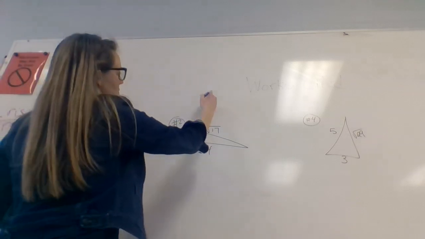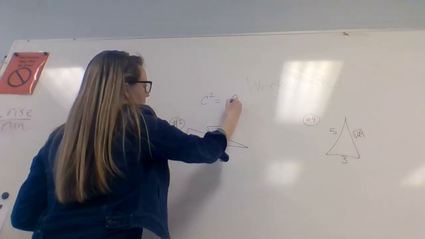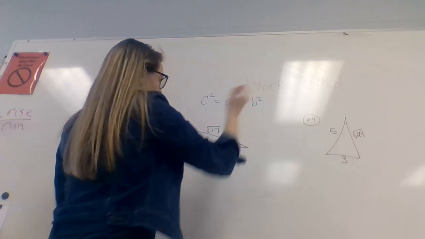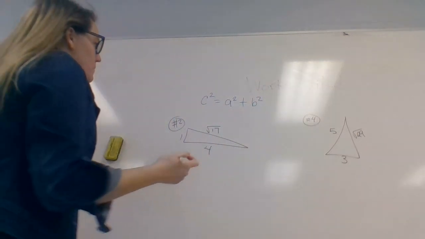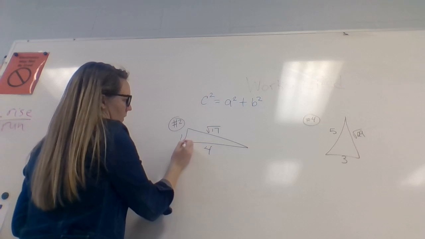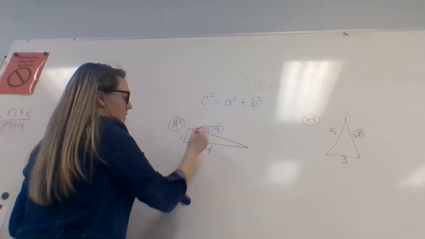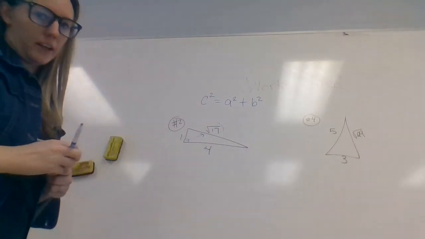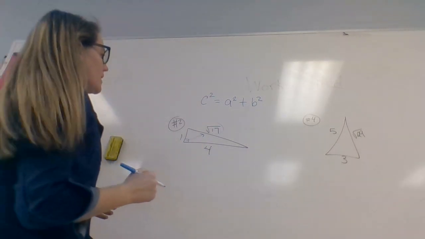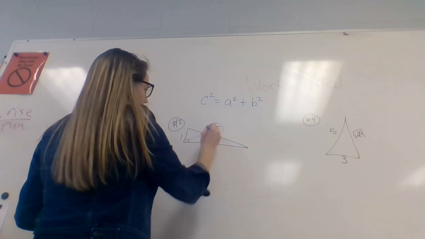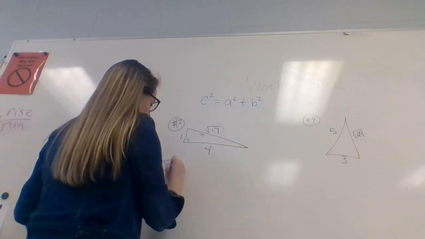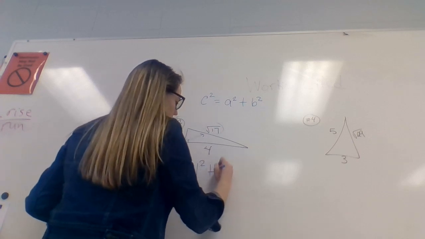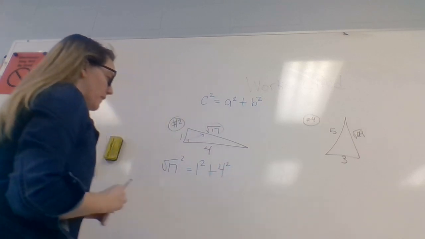So remember, if we're trying to prove the converse, we're trying to prove that c squared equals a squared plus b squared. So I'm going to assume in this case that this is the right angle and this is the hypotenuse, just because this looks like the right angle to me. And remember that the side directly across from it is the hypotenuse. So I'm going to say that this is c. So the square root of 17 squared equals 1 squared plus 4 squared.